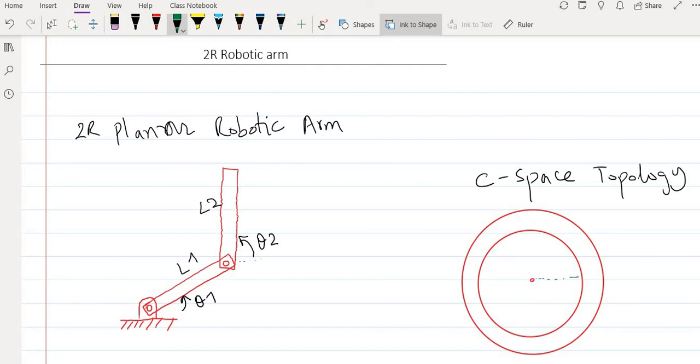This is a center, and this angle here will be theta 1. Let's say we have a point here, so this angle here is theta 1, and the angle starting from here, so these two lines, they are like a pipe, okay? So you can consider it as a pipe.